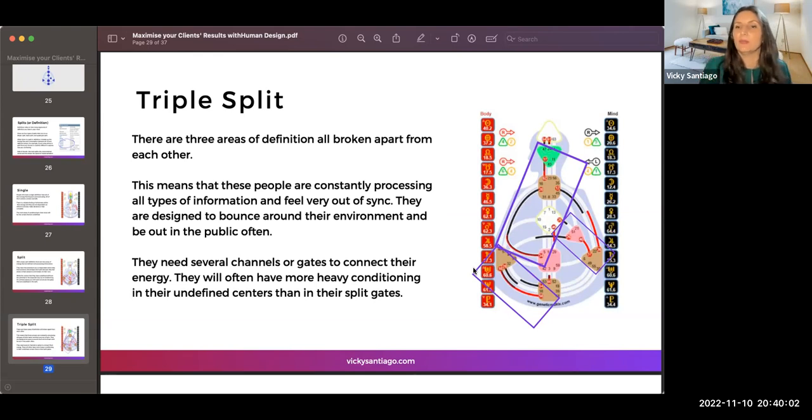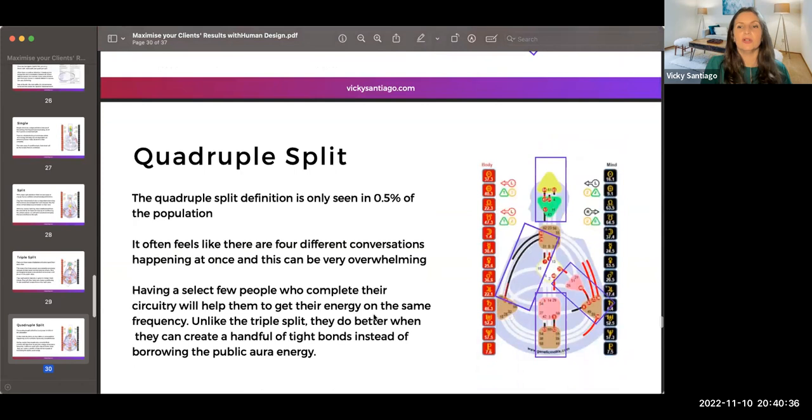Because there's so much going on here, they'll often need several bits colored in to connect their energy. And because of that, they'll often have heavy conditioning, more so in their undefined than in the splits, because there's so many of them, right? So for this person, I would focus my healing work on thoughts and ideas and identity, direction, and self-love. Makes sense? Cool. All righty, quadruple splits.